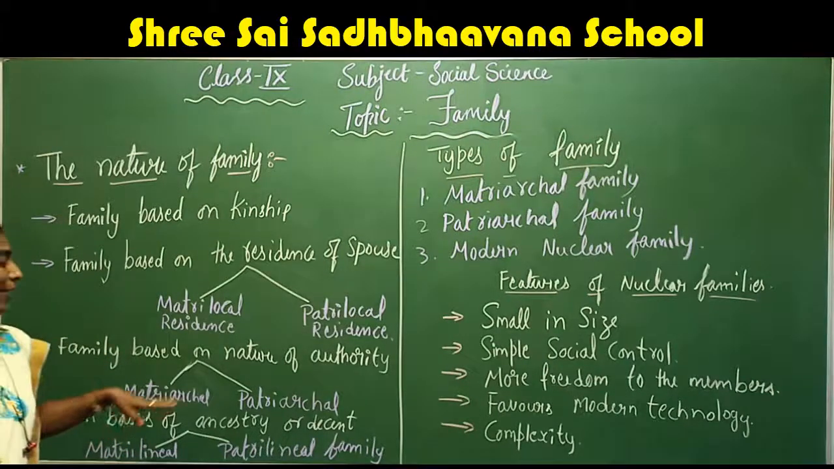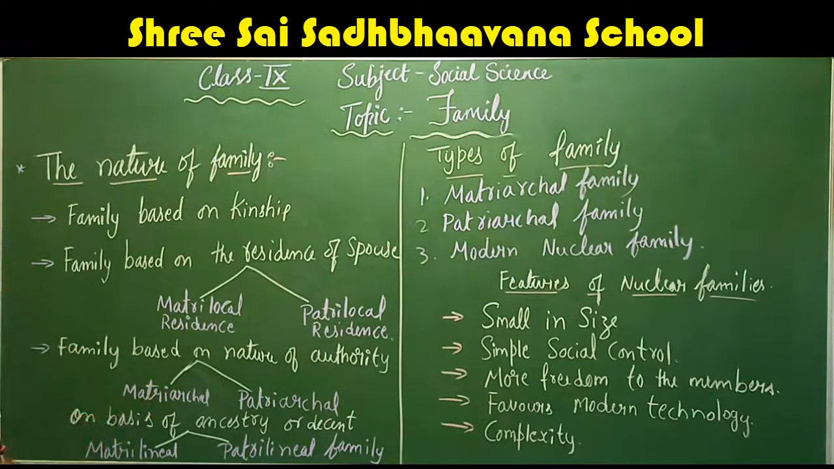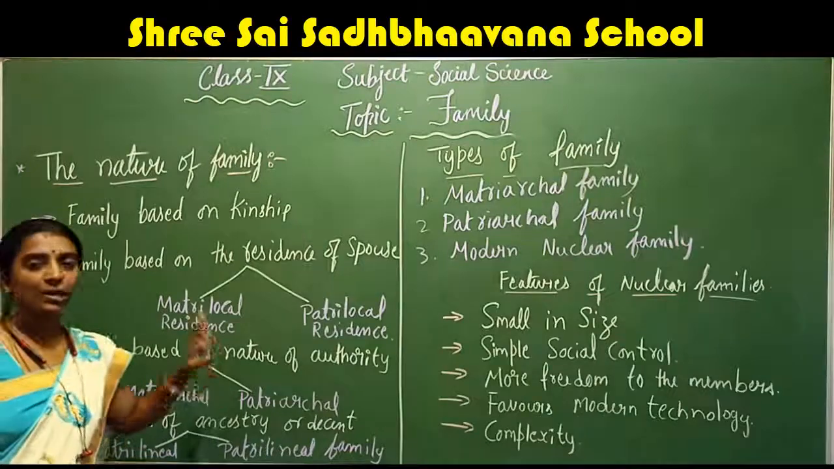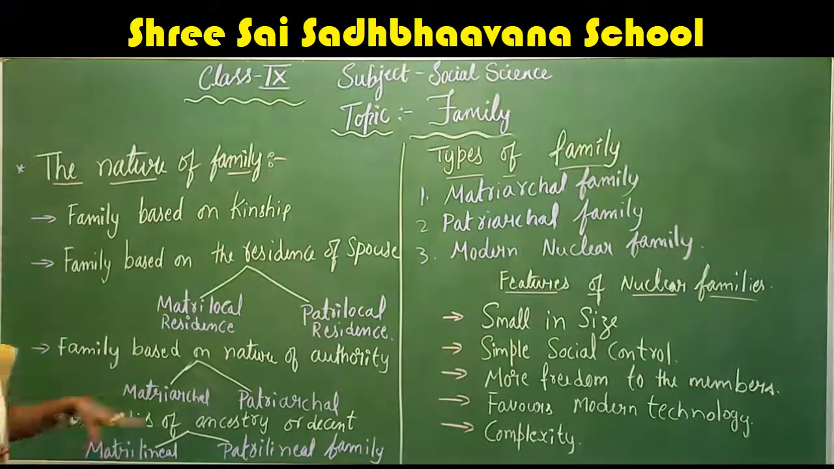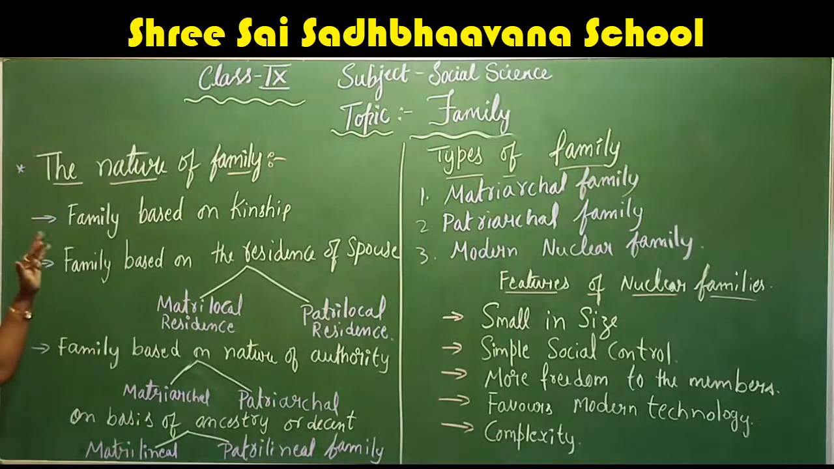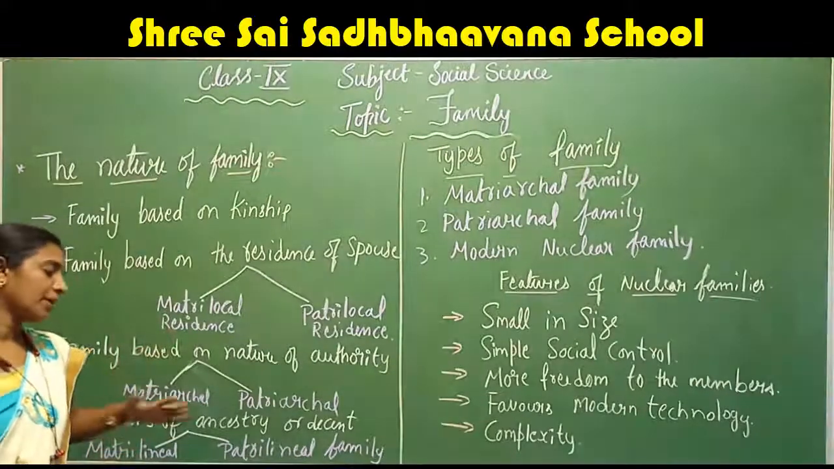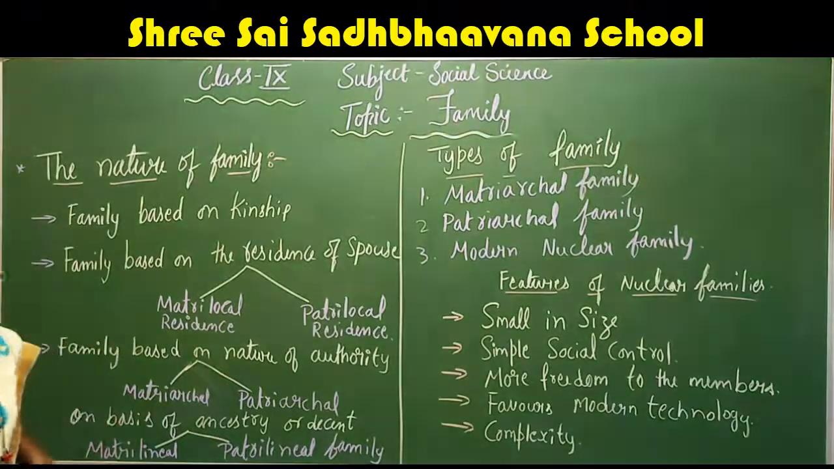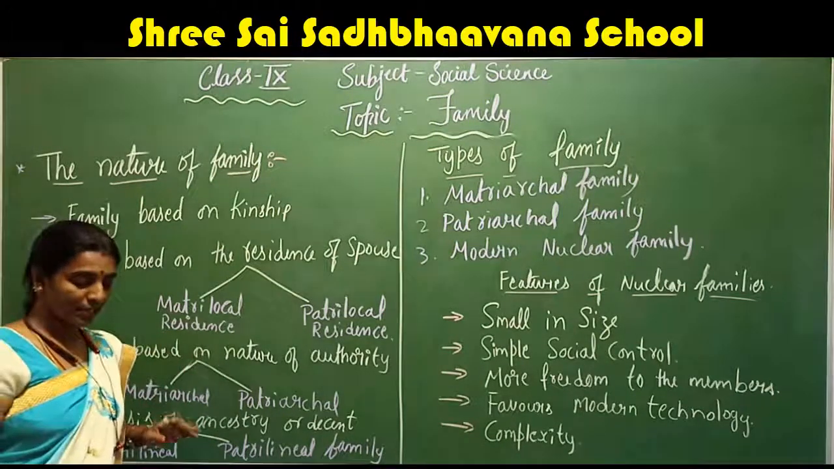Next, on the basis of ancestry or descent: matrilineal and patrilineal family. If it is from the ancestors on the mother's side, the girl's side, that is matrilineal. From the father's side, that is a patrilineal family. We'll continue with types of family, children.